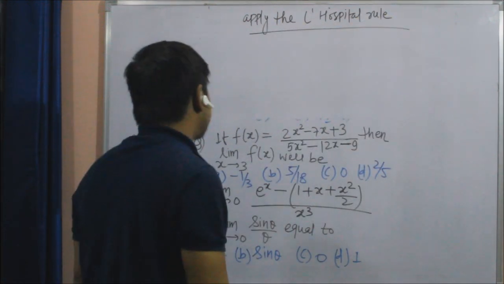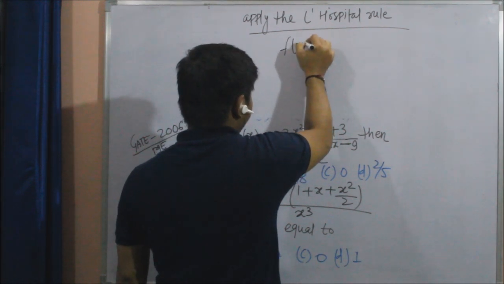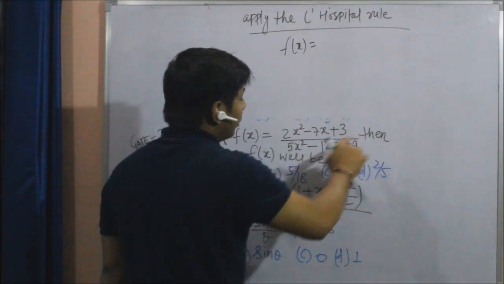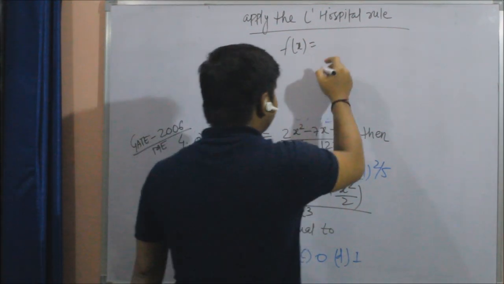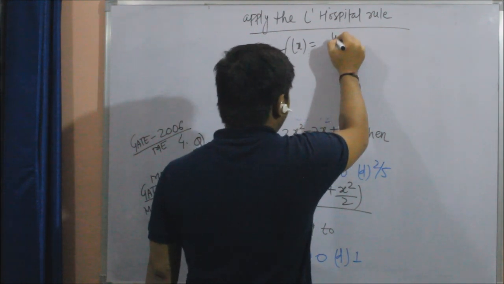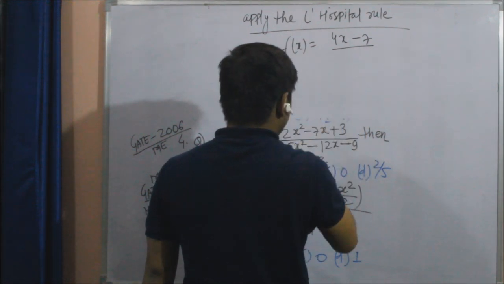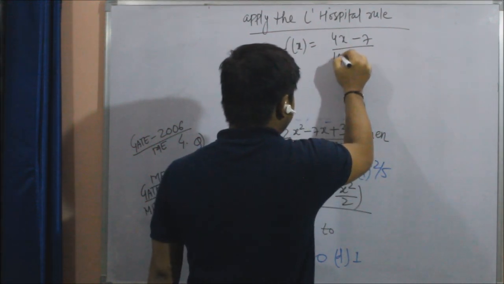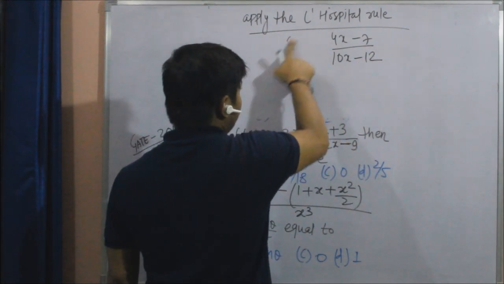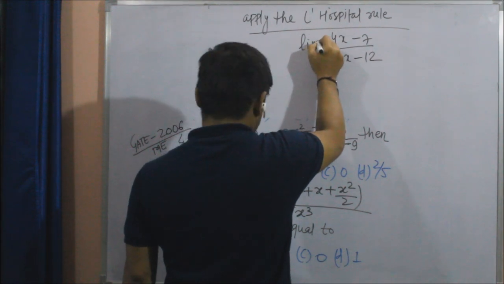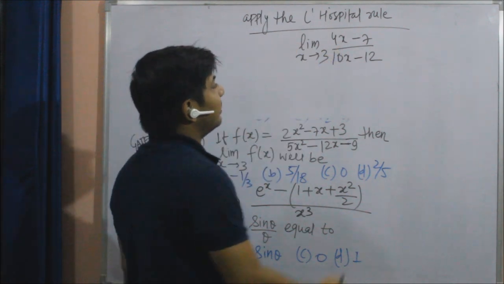apply the L'Hopital rule, this fx is equals to just differentiate numerator as well as denominator. So one by one, I differentiate करते जाओ. This is what 4x minus 7 upon this is what 10x minus 12. Limit x tends to 3. Now just put the limit value here.